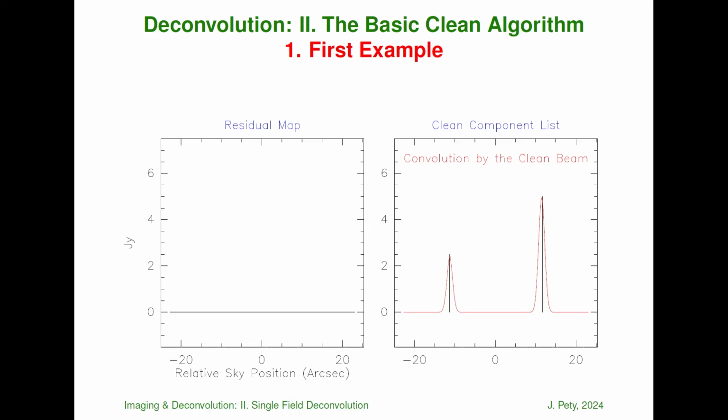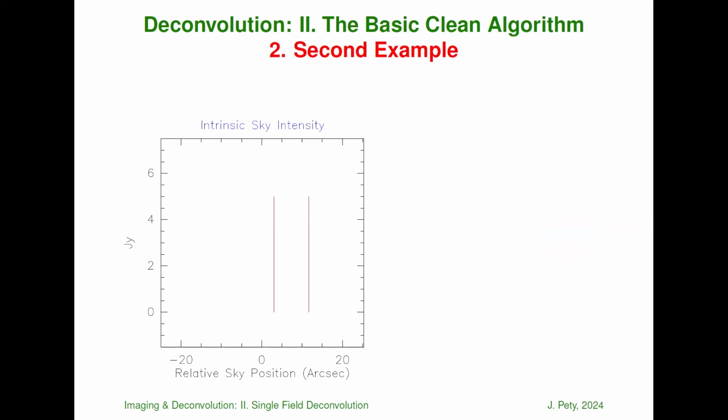And what you will say is that this red curve, the clean component list convolved by the synthesized beam, is the clean image. Okay? That's a simple case. Everything is working very, very easily. Let's now make an example that is more complex. Not so much more complex, just two point sources.